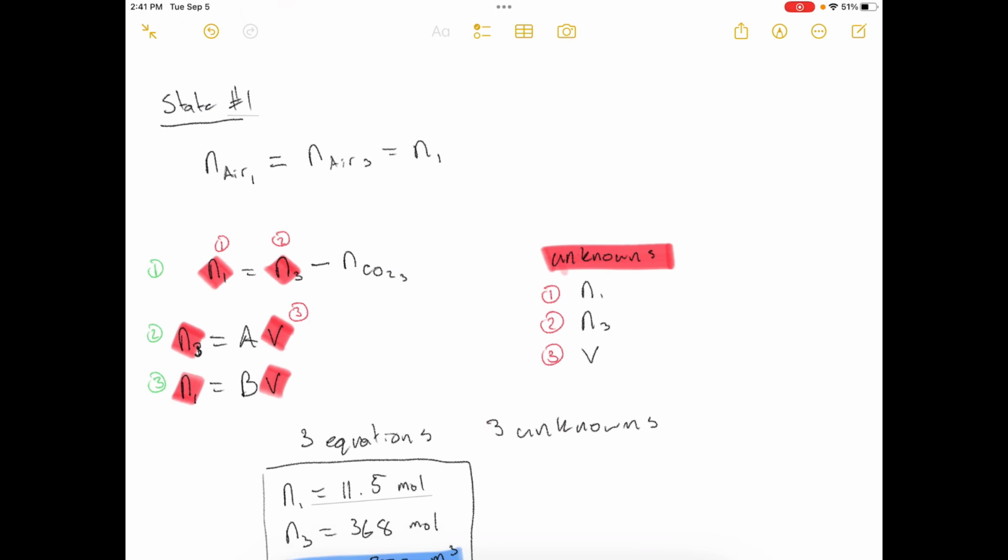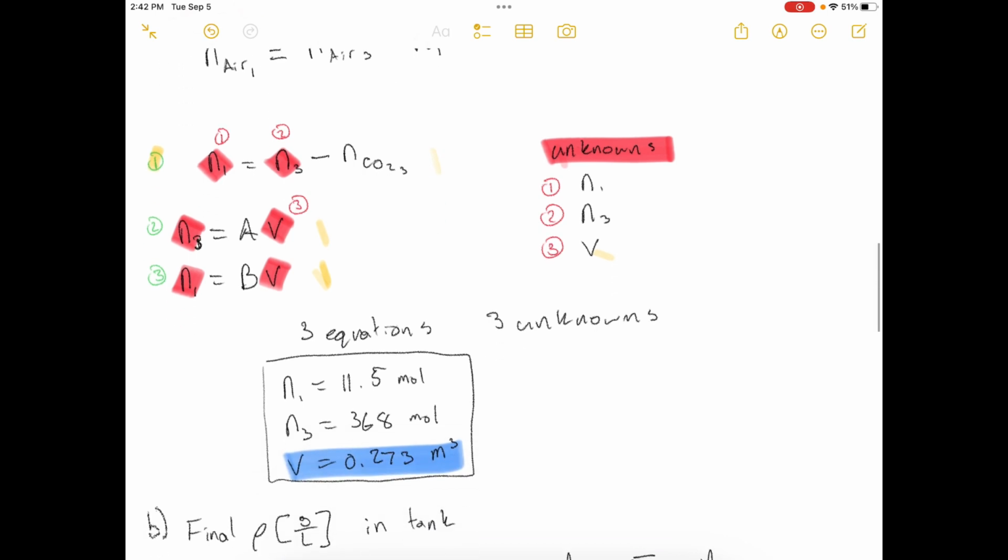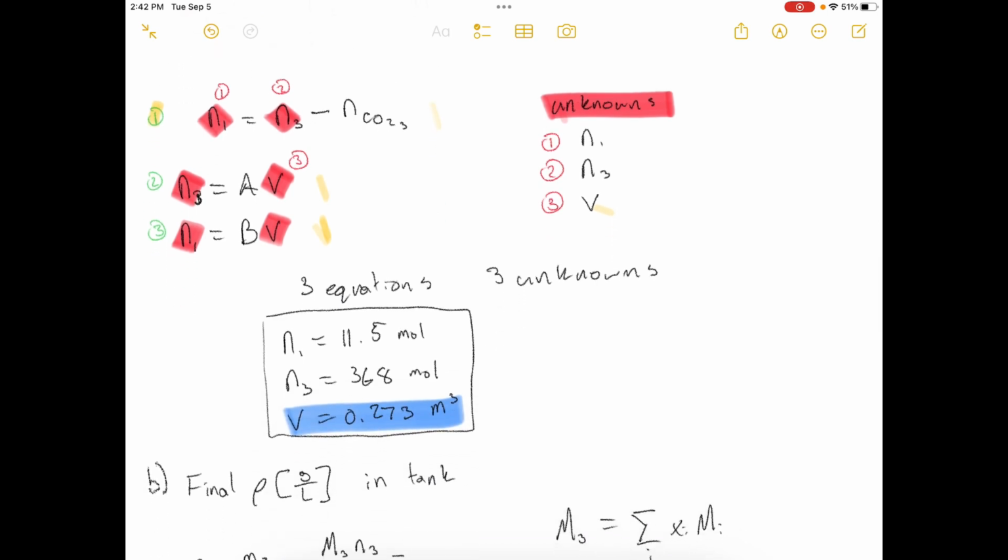Equation number 1 has 2 unknowns, equation number 2 has 2 unknowns, and equation number 3 has 2 unknowns. The unknowns are n1, n3, and the volume, and we have 3 unique equations. So that's 3 equations, 3 unknowns. We know how to solve those. We just use linear algebra or substitution or whatever, and we can solve for each of the 3 unknowns. I do that off screen here.